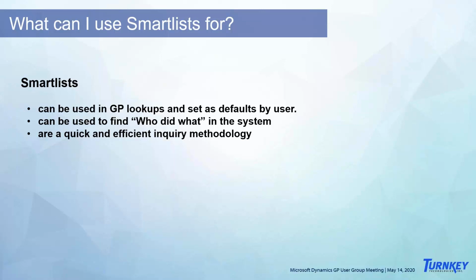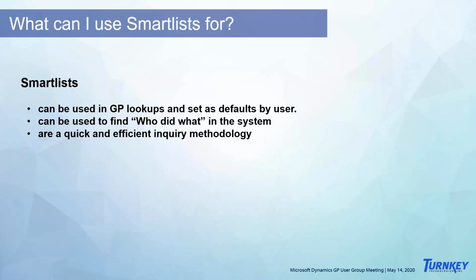Next, it can be used to find out who did what in the system. One of the common things people look for a lot of the time on different transactions is who did this, who posted it, who entered it, who created this, whatever it may be. Where did it come from? There's a lot of those things that we can look at as we get into the demonstration section.